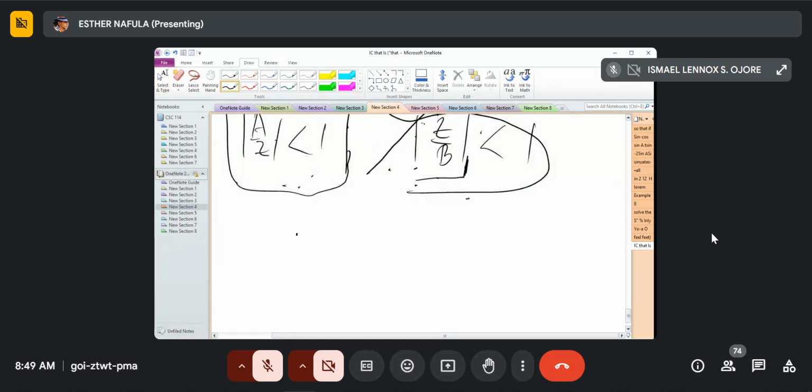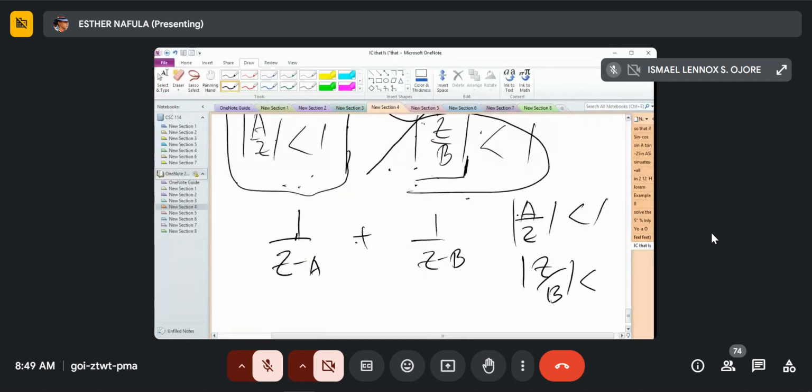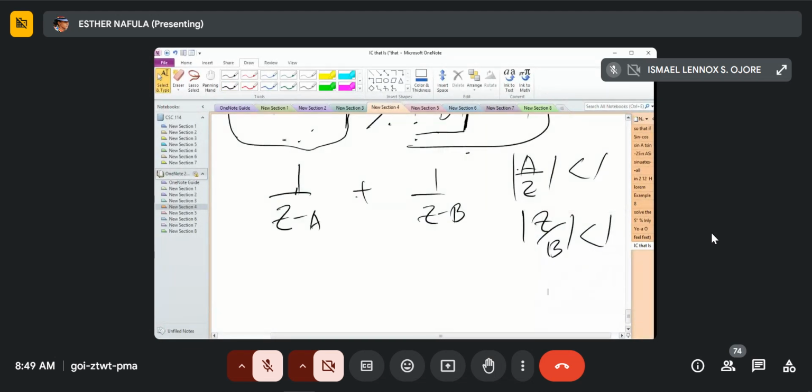So if we were to use 1 over Z minus A, plus 1 over Z minus B, and we have the conditions mod A over Z less than 1 and mod Z over B less than 1, automatically we are going to use mod A over Z less than 1 on the first fraction, because then we can easily arrive at an A over Z by dividing through by A. So if you divide through by A, you'll have 1 over A divided by Z over A minus A over A. In the second fraction, we use the condition Z over B less than 1.